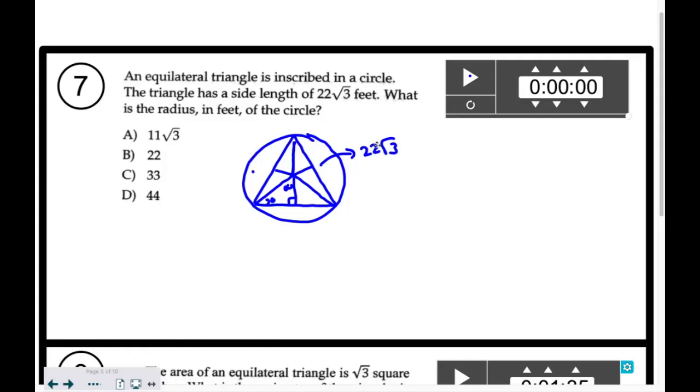The whole length is 22 root 3, which means that this part of it is 11 root 3. That represents the 60 side, which is x root 3. So it's easy to see that if x root 3 is 11 root 3, then this part is 11. And if that part's 11, then this part's double that, which is 22, and that's the radius. So the radius of the circle is going to be 22.